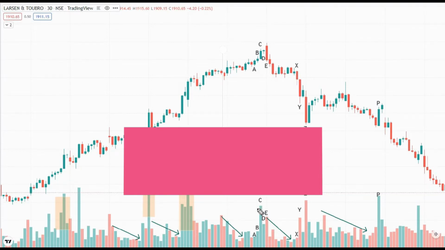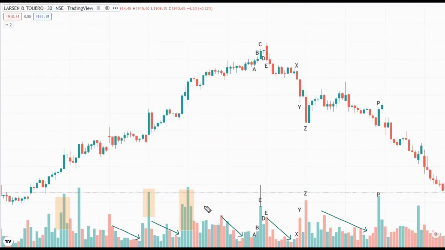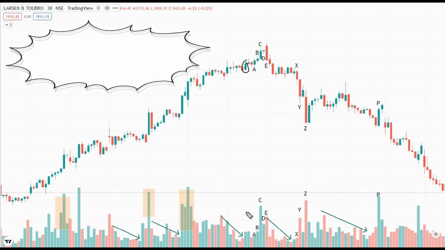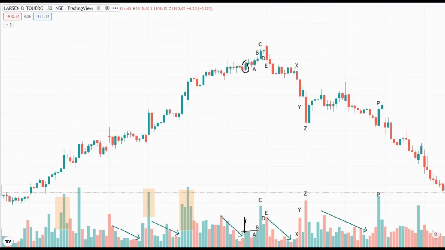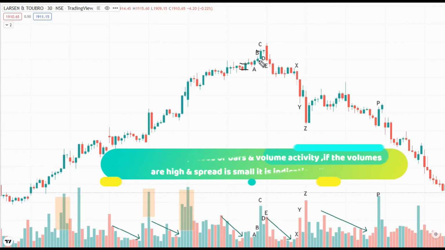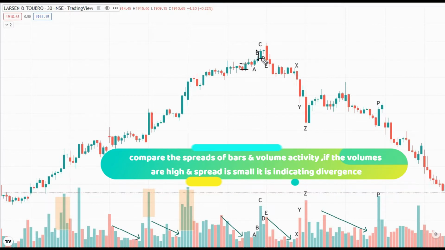Then what happened at C? Huge volume with this spread. Now compare this candle with this much volume. See the volume. The volume is more than 2.5 times this volume, but see this spread and see this spread. The spread is only 1.5 times the spread of this candle.